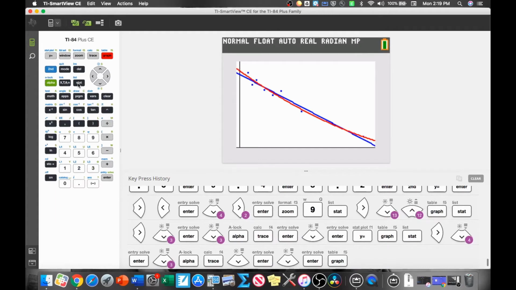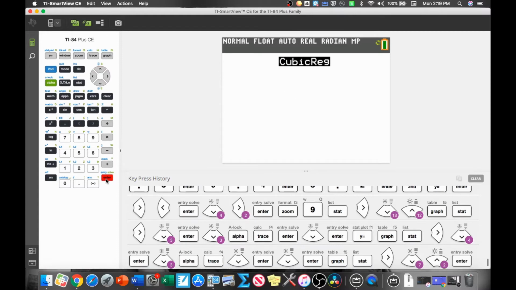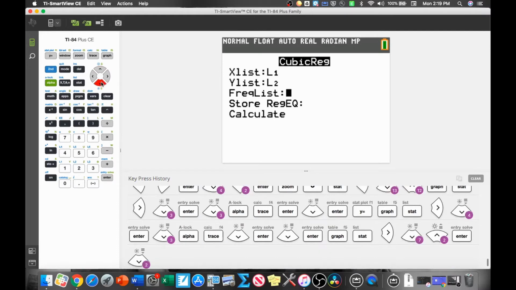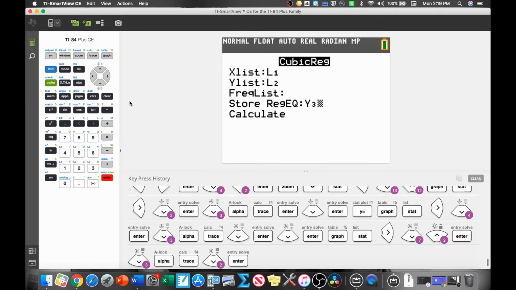All right, so back to the calculator. We're going to go stat, arrow over to calculate, down to number 6, which is cubic. Whoops, too far. Cubic regression. Hit enter. Arrow down to where we want to store it. We want to put this one in Y3. So let's see, alpha F4. We'll arrow down to Y3, hit enter, and then we will calculate.